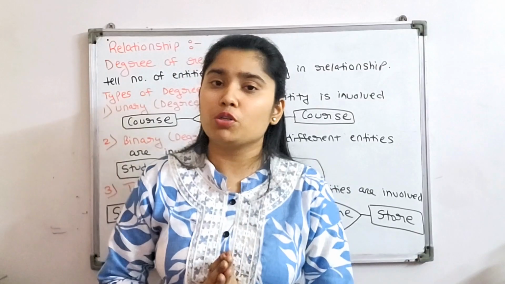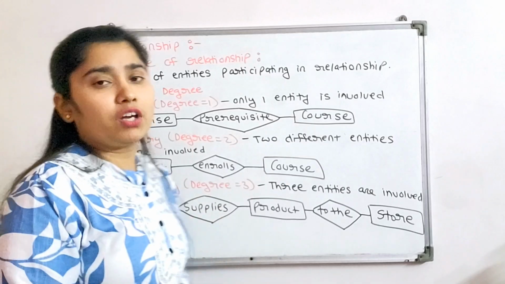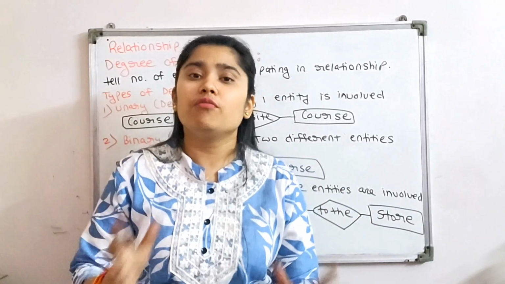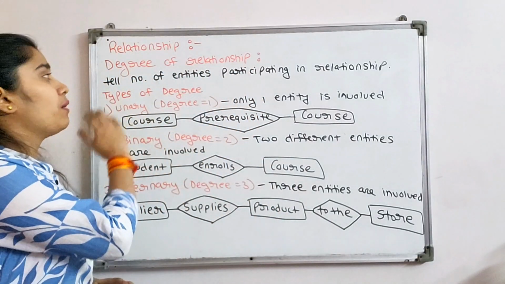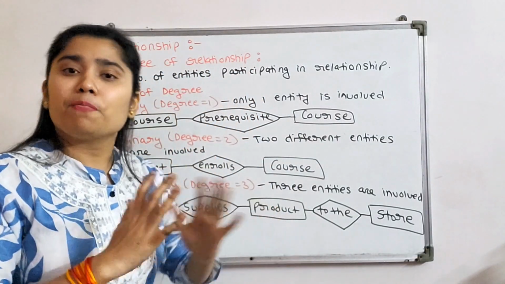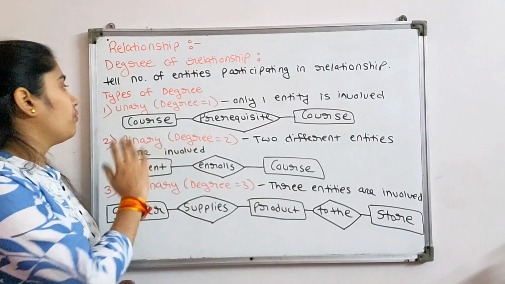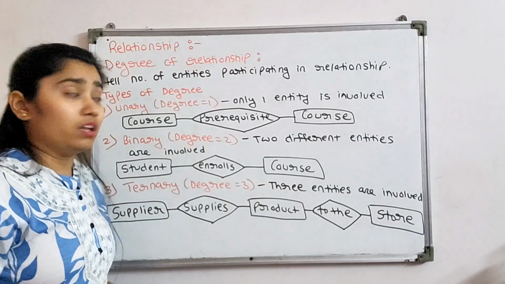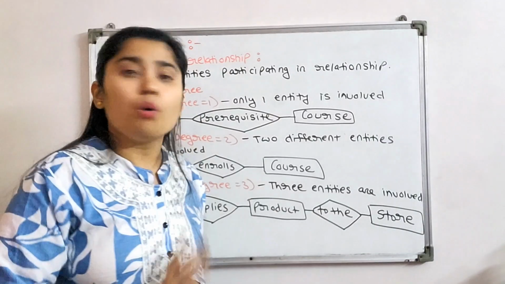So now there is one more small concept in the relationship, that is the degree of relationship. Now what is the meaning of degree of relationship? It tells us how many entities are involved in the relationship. Degree of relationship tells the number of entities participating in the relationship. There are three types of degree. First is unary, second is binary, and third is ternary.